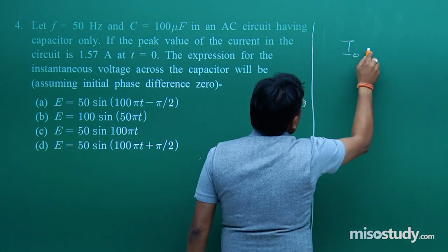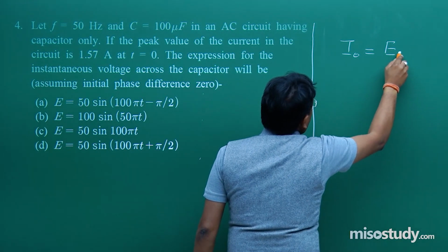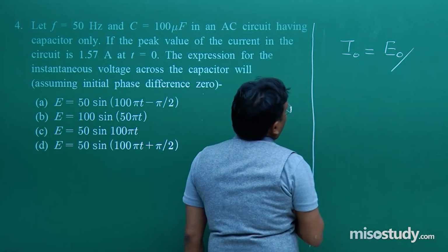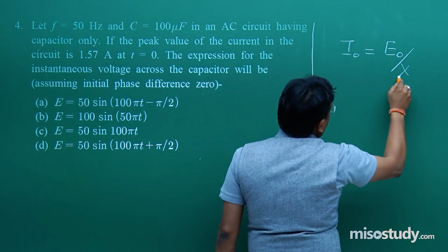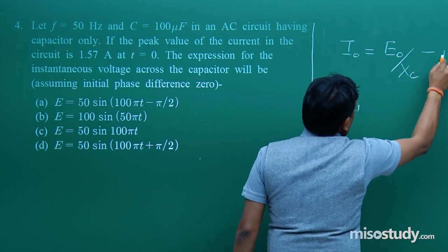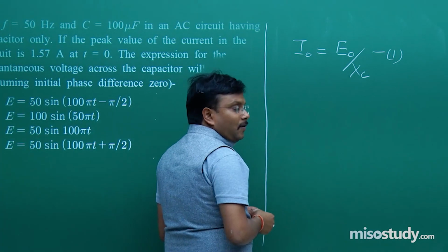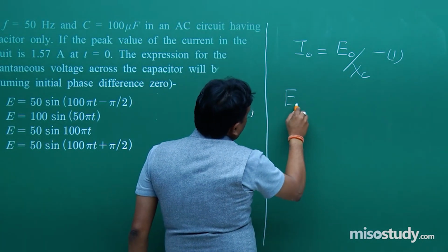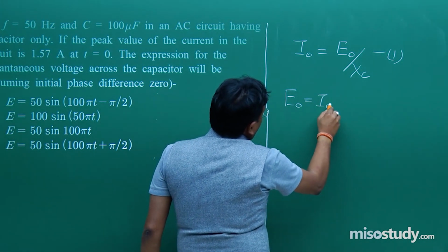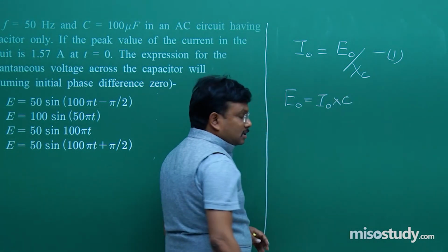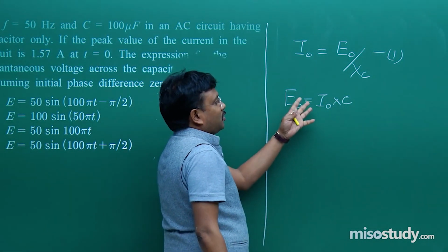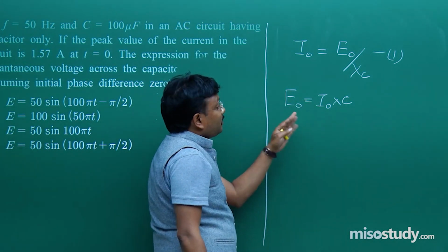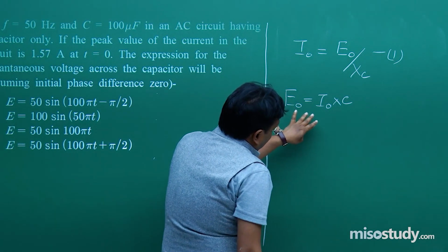I naught is equal to E naught by XC. I think I naught is equal to E naught by XC, equation number 1. Fine. After that, what you should do, E naught is equal to I naught into C. What a great step I explained to you. This is something which is very new. This is just arrangement of these terms. Fine. So, E naught is equal to I naught XC.